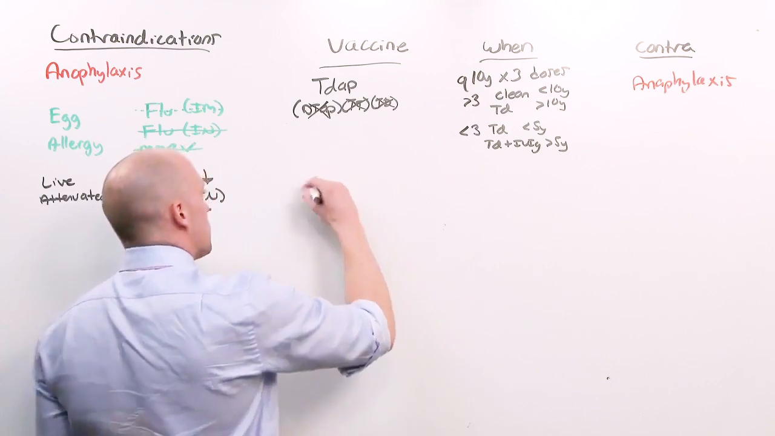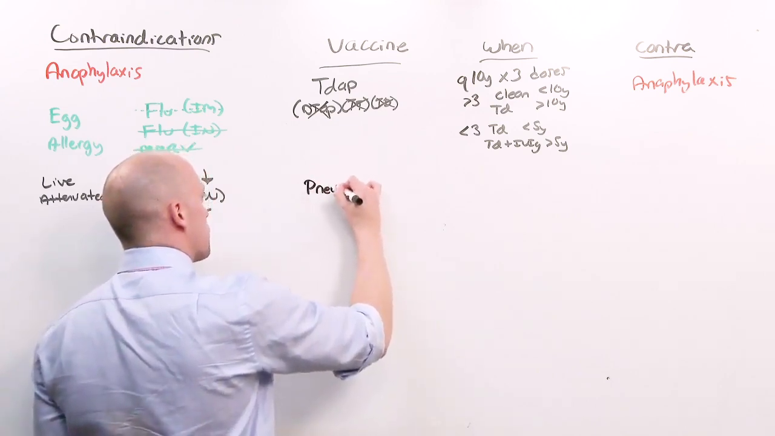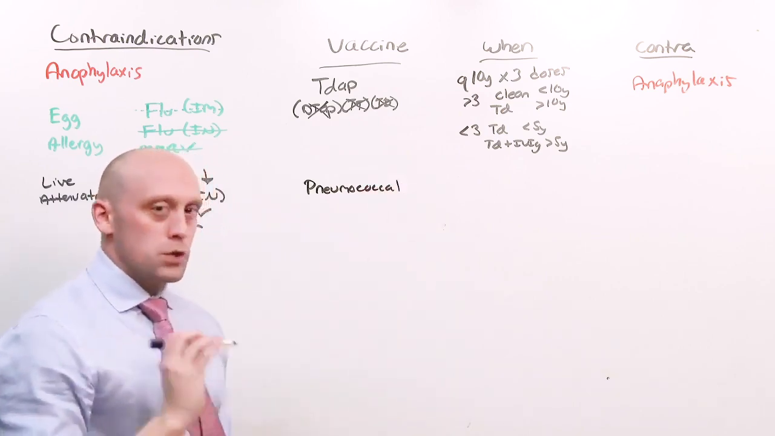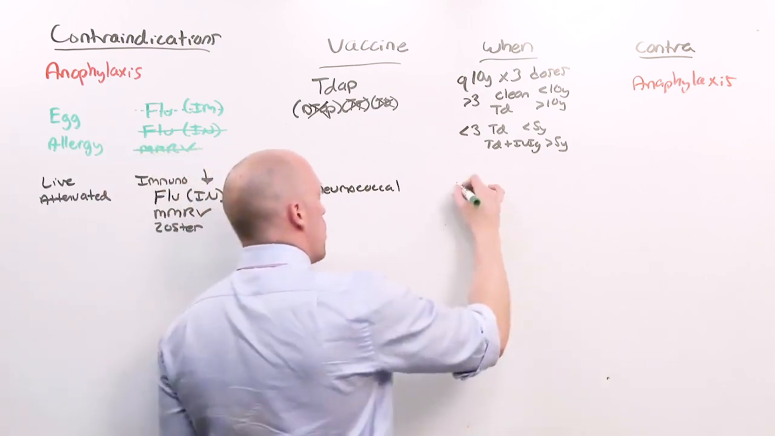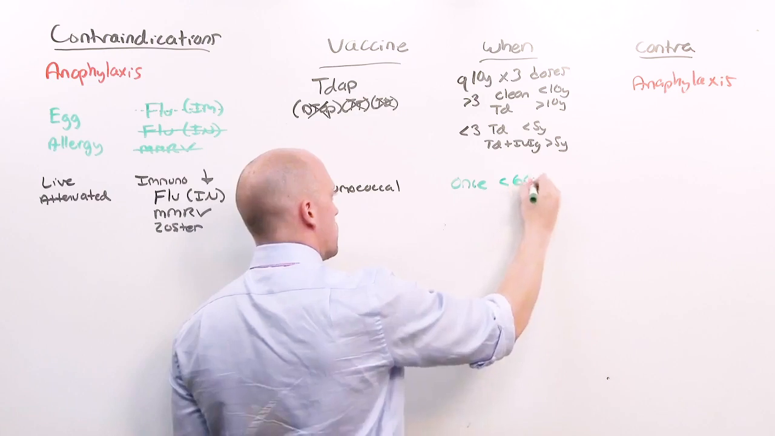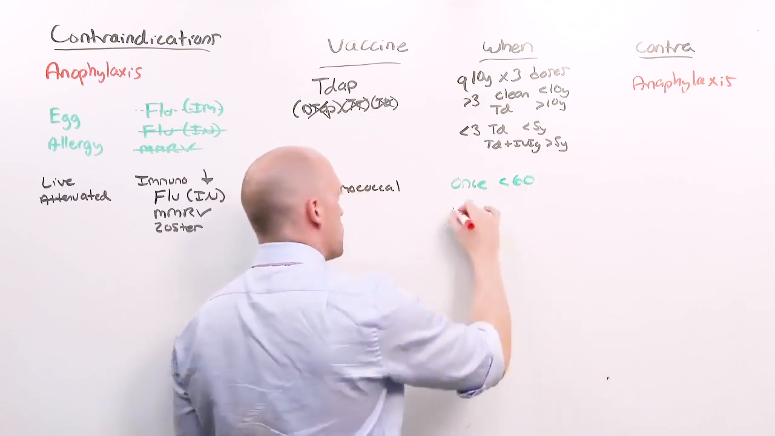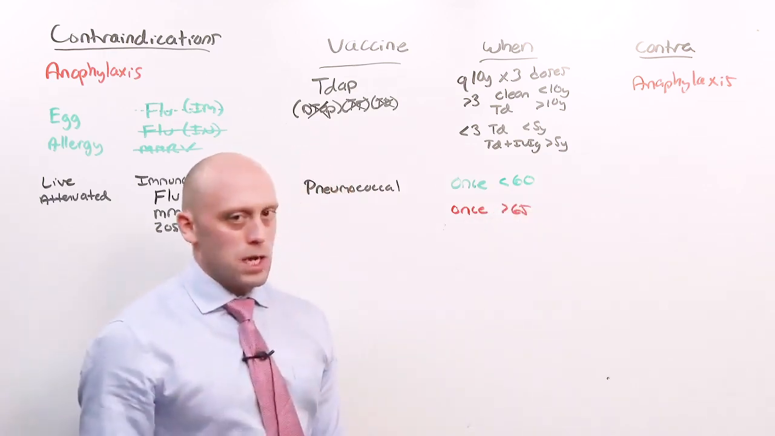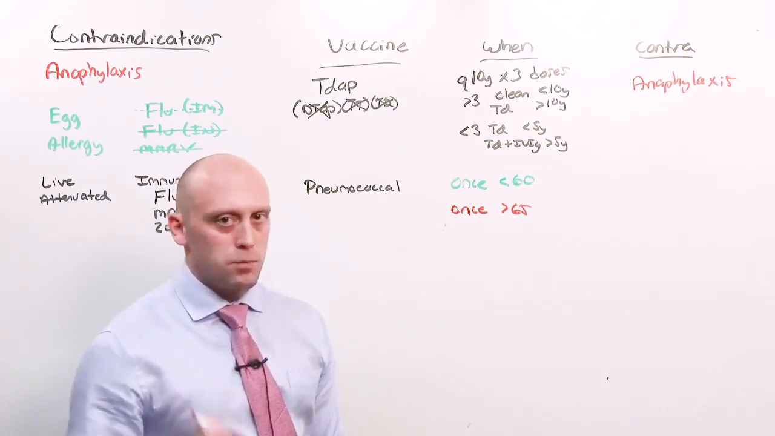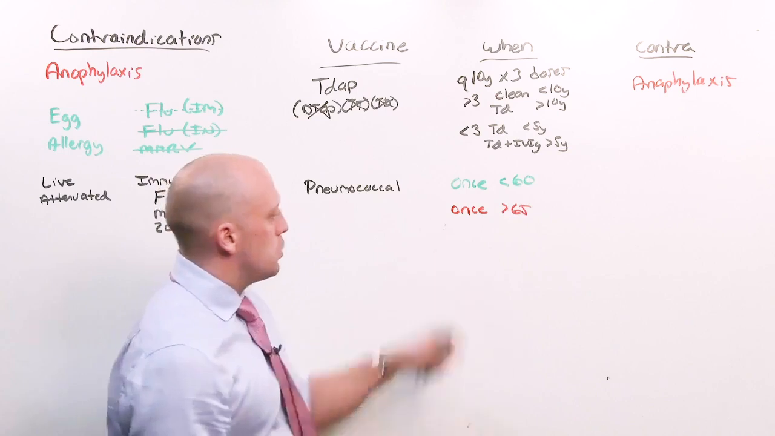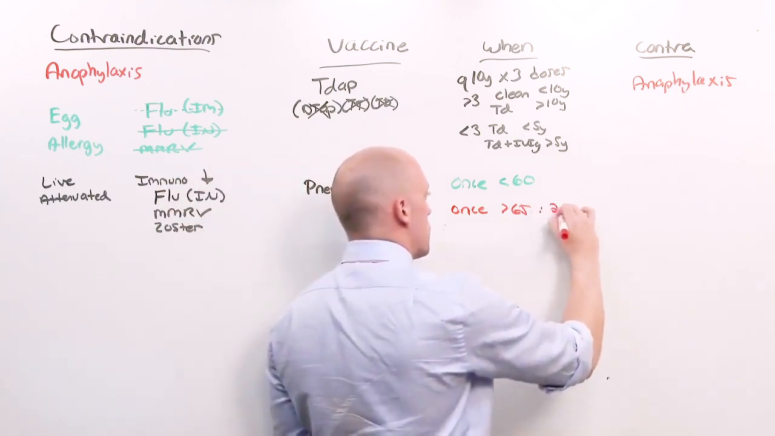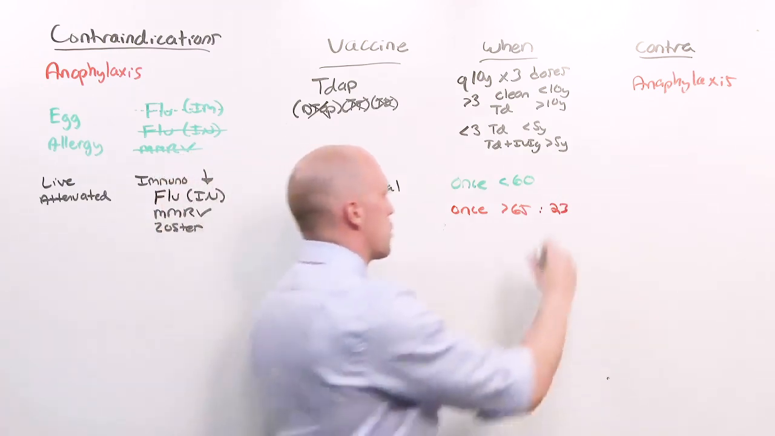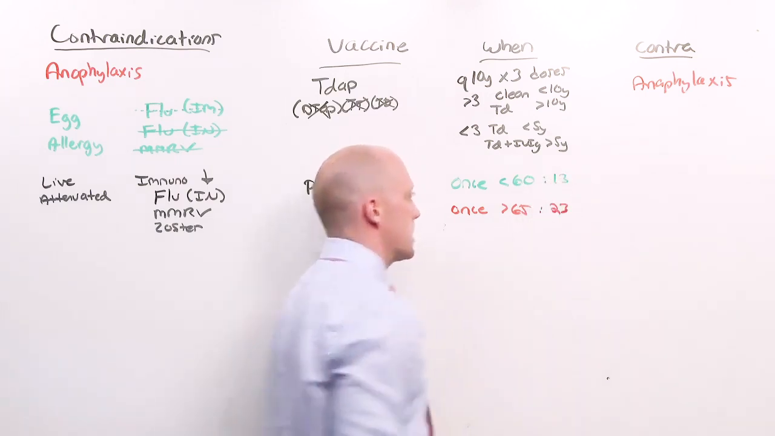The pneumococcal vaccine is actually just as confusing. And so I'm going to make it simple. What I want you to hear is once before 60, and then once after 65. There's a lot to know in here, and I am carving it down to bare bones. You are going to use the 23-valent for a person who is older than 65. You are going to use the 13-valent for someone who is less than 60.